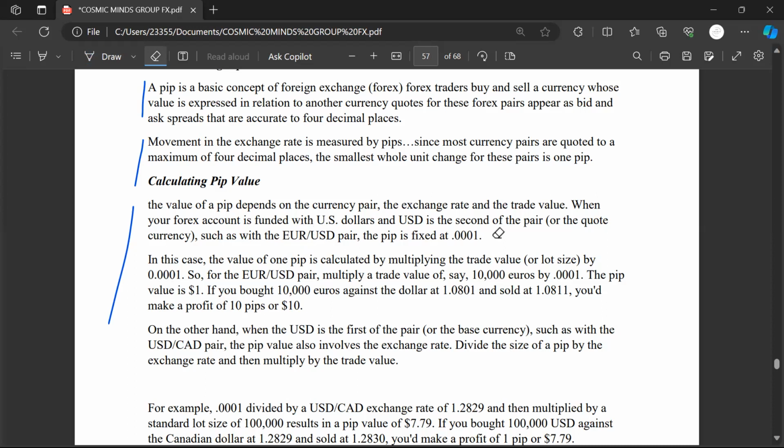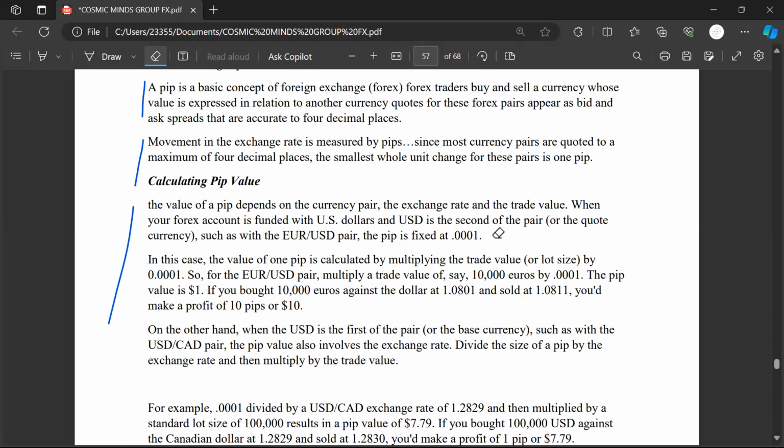You told me I said that a pip can be in the fourth decimal place, and it can also be in the fifth one. But when it's in the fifth, we get a term called pipettes. And there are times the pip can also be at the second decimal place. So now we are drawing a distinction here: when your account is funded in USD and you are trading a pair which has its second leg as USD, you say that your pip should be at the fourth decimal place, right?